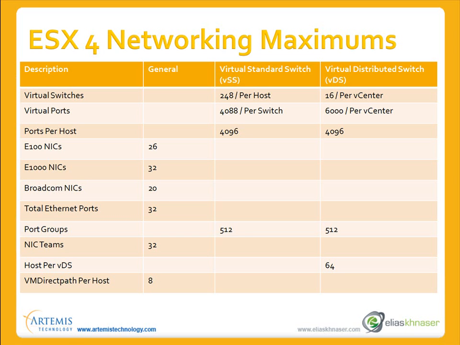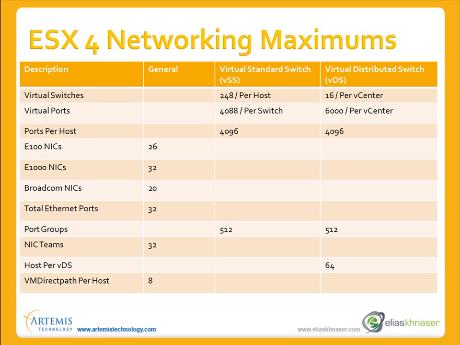kind of a summary here before we wrap up this lesson about some of the networking maximums that you have with ESX4. So as far as virtual switches are concerned, you can have 248 virtual switches per host. And virtual switches, what I mean by that is virtual standard switches. This is typical virtual switches that come with ESX4 and earlier versions. And then you can have up to 16 virtual distributed switches per virtual center.